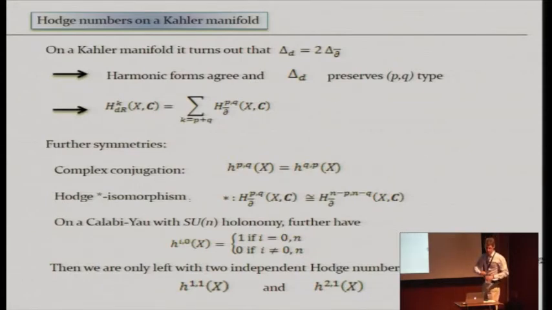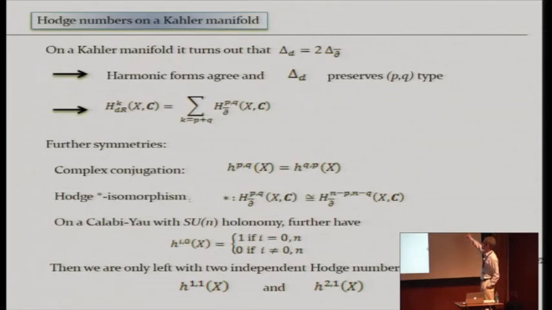And I told you before that on the Kähler manifold, we have a lot of additional relations, a lot of extra symmetry. It turns out that if you do a little calculation, you find that on a Kähler manifold, the d Laplacian is actually, up to a factor of 2, the same as the Dolbeault Laplacian. Okay? So what does that mean?